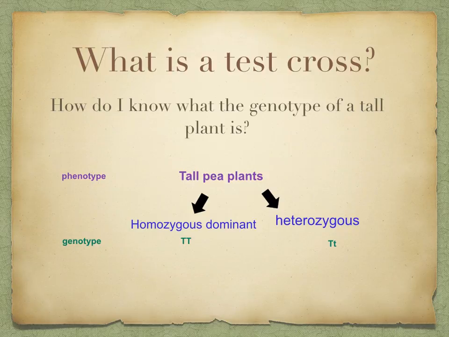So what is a test cross? If I have a green plant, it can have one of two genotypes. It can either be homozygous dominant or heterozygous. It is not possible to tell which genotype the green plant has from the outward appearance. If we carry out a test cross, then we can determine the genotype.